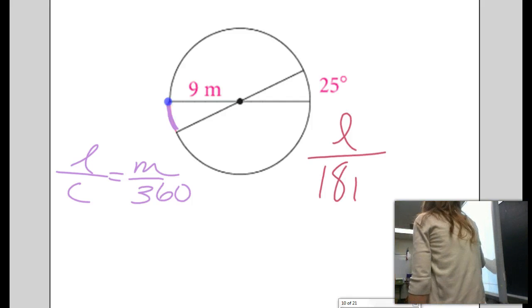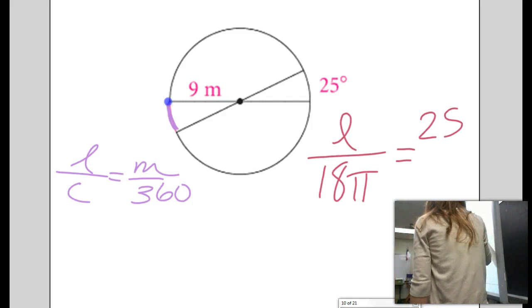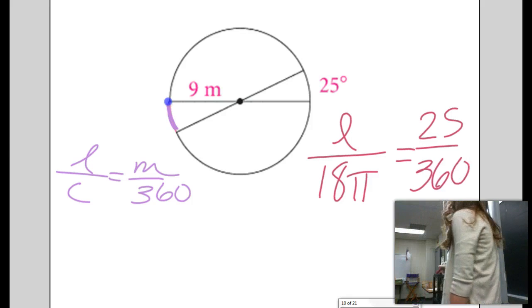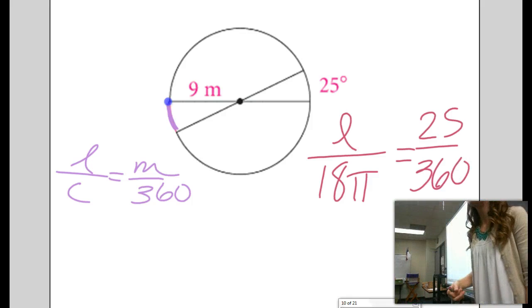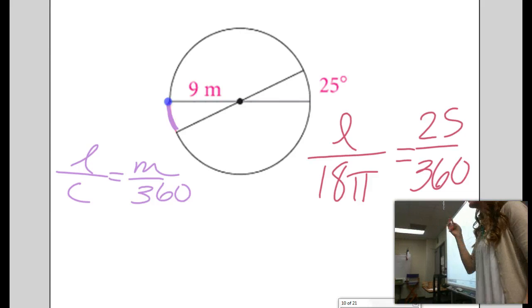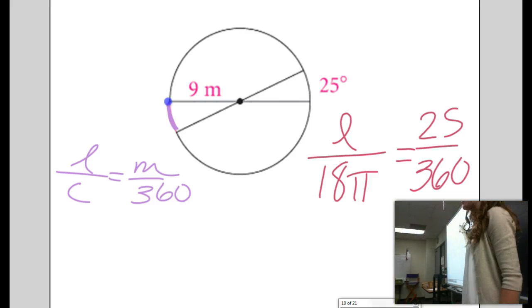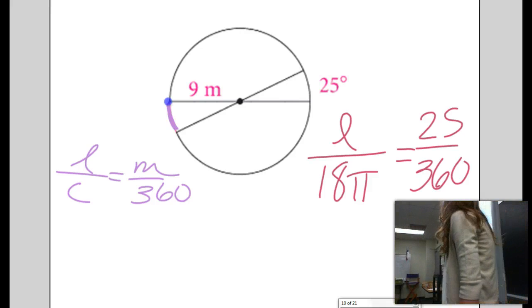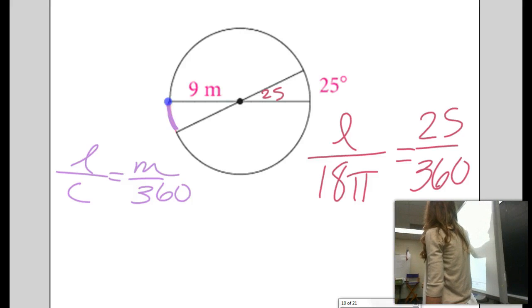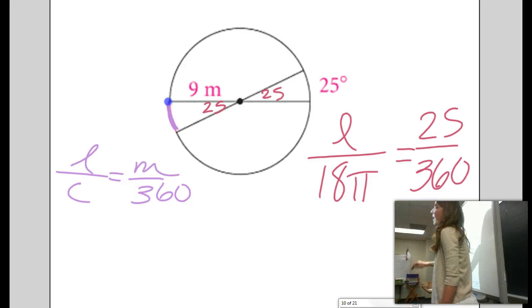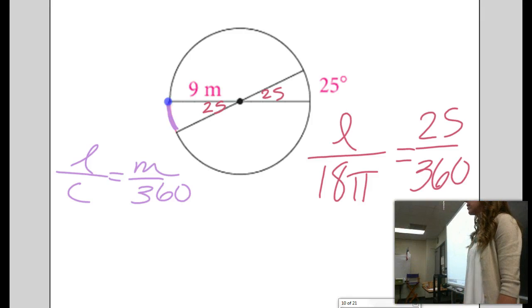Yes. L over C equals M over 360. Now wait a minute. Miss Tan just told you you can't use an angle that doesn't go with the arc. So why were we allowed to use that angle? Vertical angles. If that's 25, then by vertical angles, that one is 25. Why isn't the arc 25?